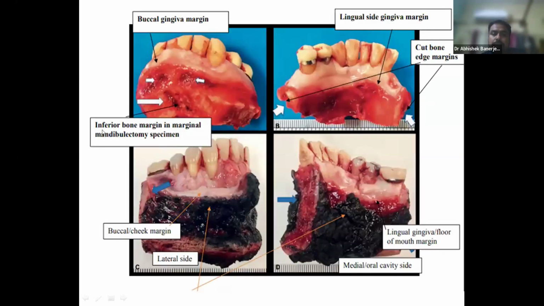So this is how you should orient, and this is how you should photograph. This is how we should ink the medial, lateral, buccal and cheek margin, lingual gingiva and floor of the mouth. So you can keep these photographs with you while reporting, as a composite.